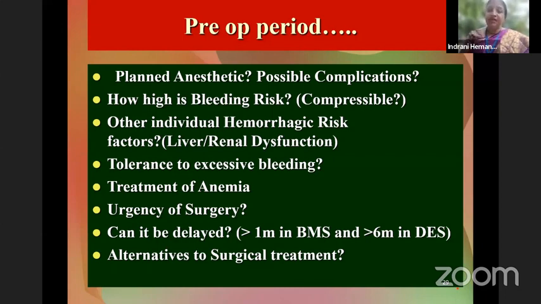How high is the bleeding risk? If you're putting in a central line, or giving a deep block, can it be compressible in case there is inadvertent bleeding? Other individual hemorrhagic risk factors, like presence of liver or renal dysfunction. Tolerance to excessive bleeding means whether the patient is having any anemia. Is the patient on any treatment for anemia?